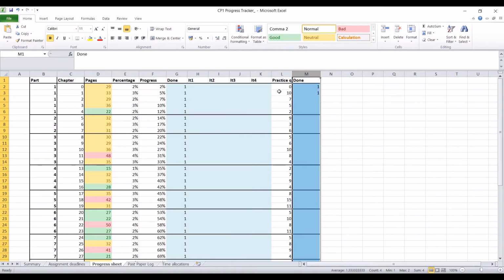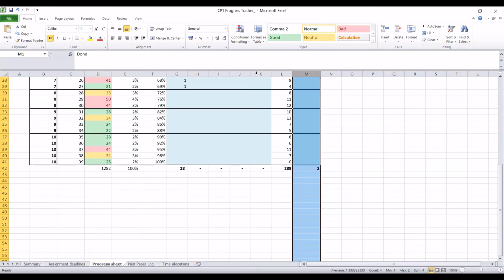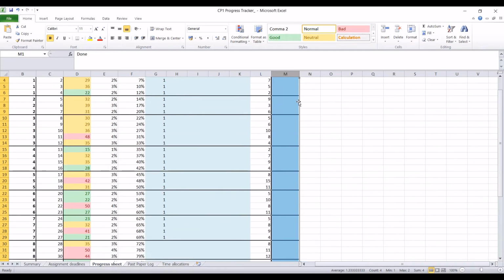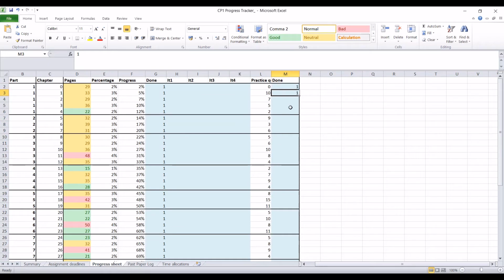And then over here, I've got the practice questions for each chapter, and I fill in a 1 once I've completed the practice questions for that chapter. This is also going to be recorded on the summary page to show the progress I've made with the subject.